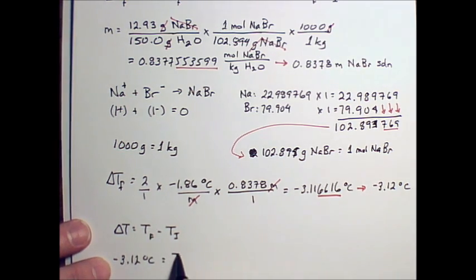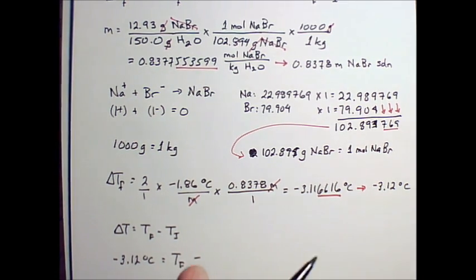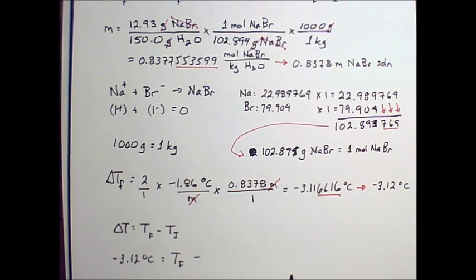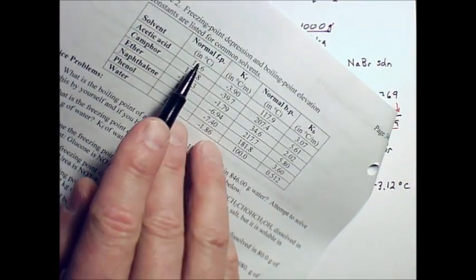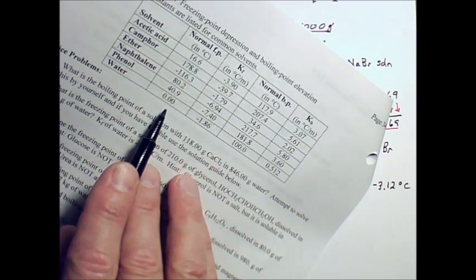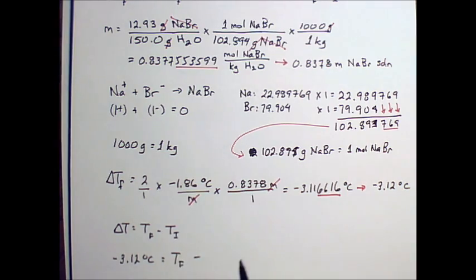T sub F we're looking for. We don't have that yet. And we're going to subtract T sub I. T sub I is always the temperature at which the pure solvent either freezes or boils, depending on which one of these you're looking for. So what we want to know is at which temperature does pure water freeze? And that's 0.00 degrees C. Now, if you didn't know that, it's right here on the table. Normal freezing point for water, 0.00 degrees C. You probably should know that, but just in case you didn't.